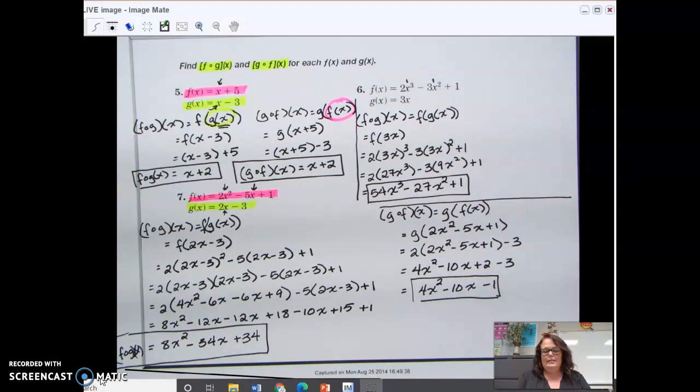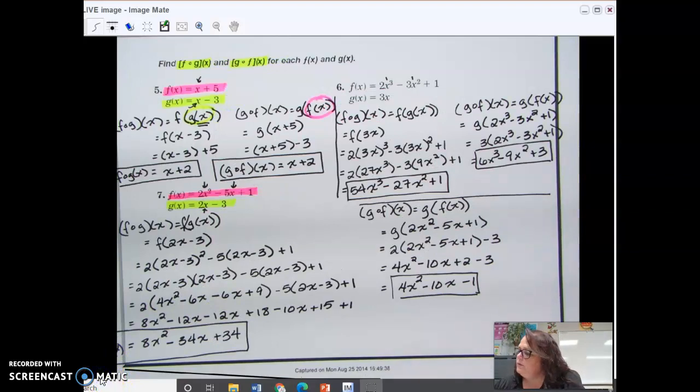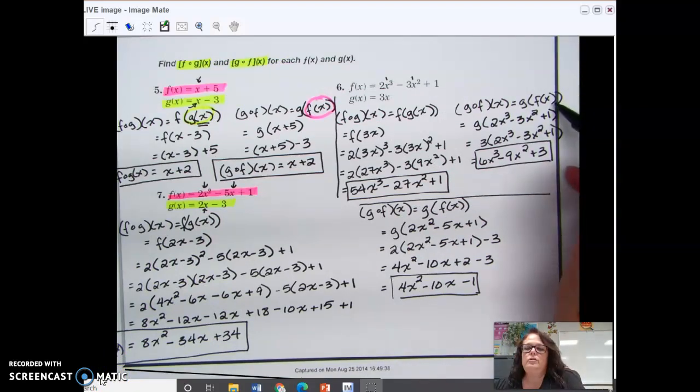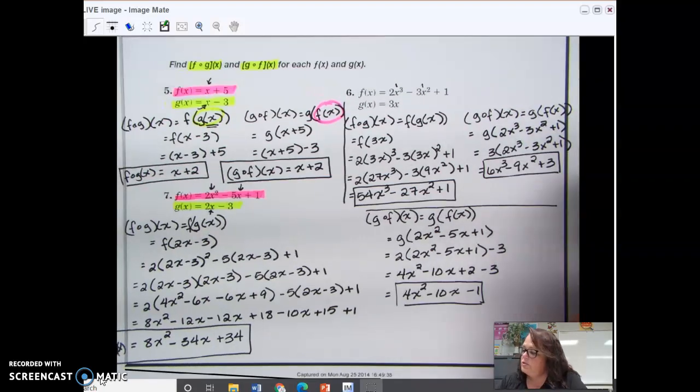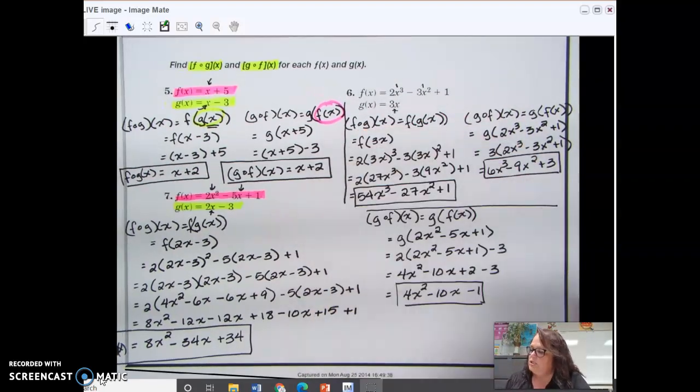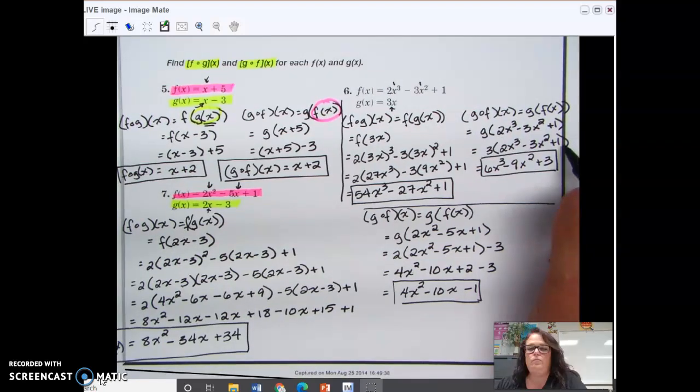So again, pause it and see if you can do the other way, g of f. Right, so here it is worked out. So that means f of x is closer. So we're going to substitute f of x into the g function. So wherever I see x in the g function, I'm going to substitute it with what f of x is equal to. And in this case, I just needed to distribute the 3, and then I had my final answer.